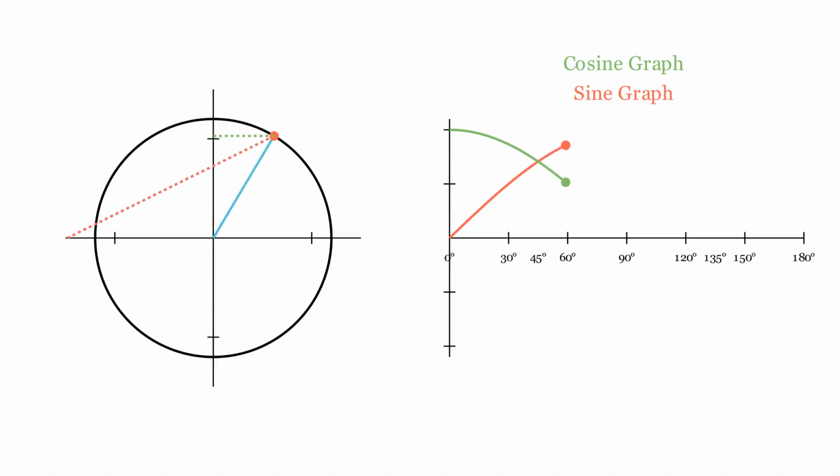At 60 degrees, sine is square root of 3 over 2 and cosine is 1 by 2. At 90 degrees, sine reaches 1 and cosine becomes 0.